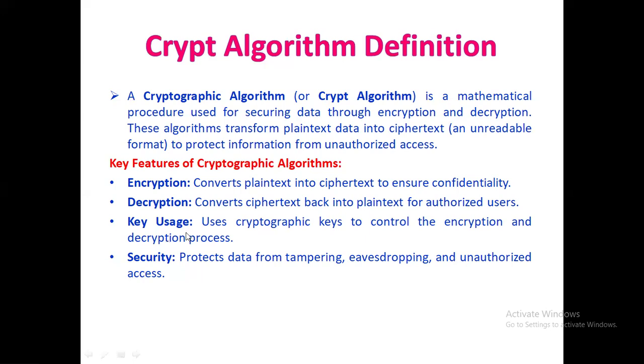And what is the key usage in this case? Cryptographic algorithms rely on encryption keys to control the transformation of data. In symmetric cryptography, the same key is used for both encryption and decryption, while asymmetric cryptography uses a pair of public and private keys. The security of the algorithm depends on keeping these keys secret and managing them properly.